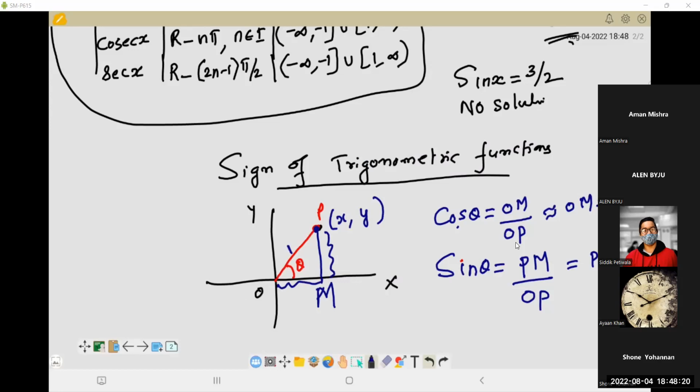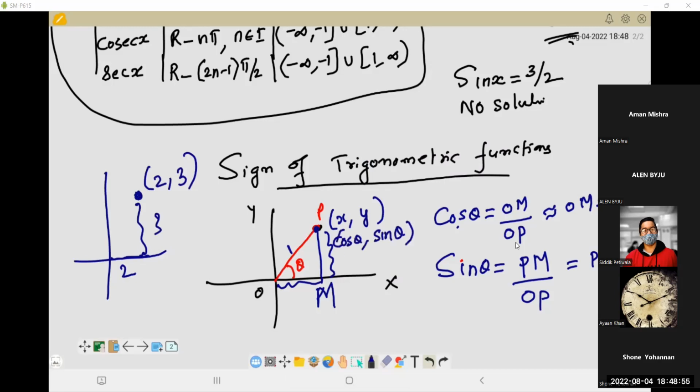That means any point on the plane can be represented using a trigonometry function. It's another important observation. In coordinate geometry, any point I can mark as, say, 2, 3. What is the meaning? This distance is 2 and this distance is 3. The same point I can represent using a trigonometry function. How? The x value will be cos theta and the y value will be sin theta. Any point I can mark like this.